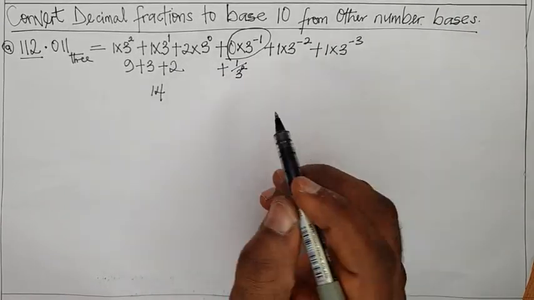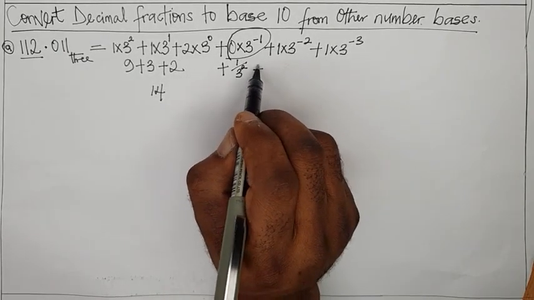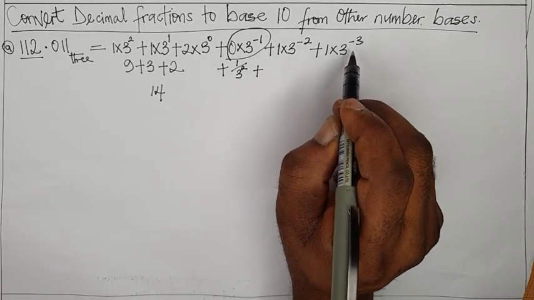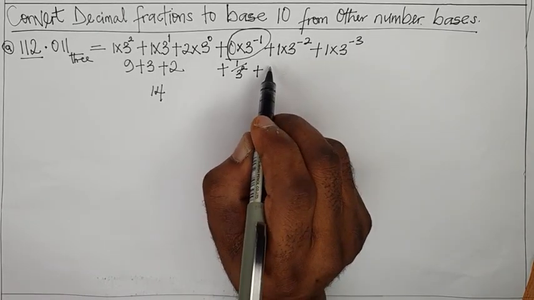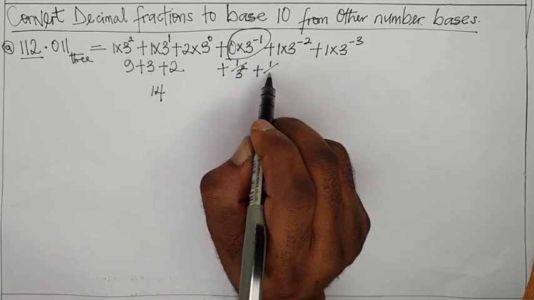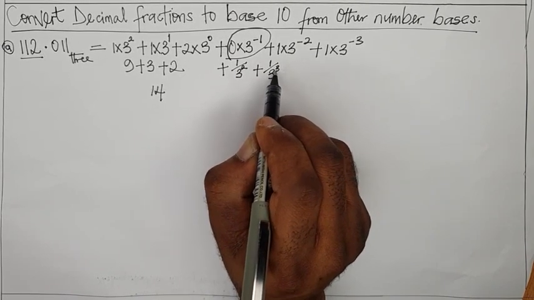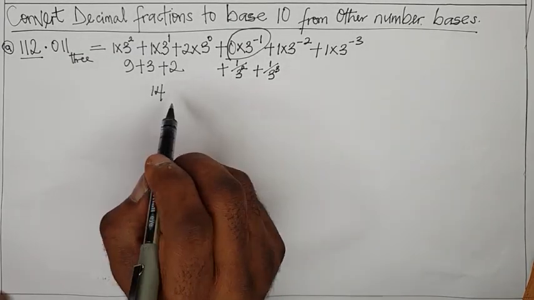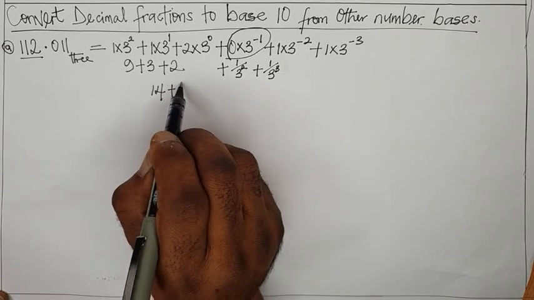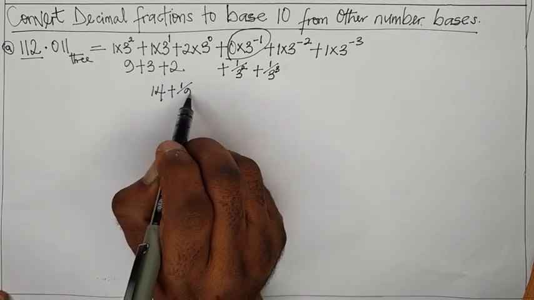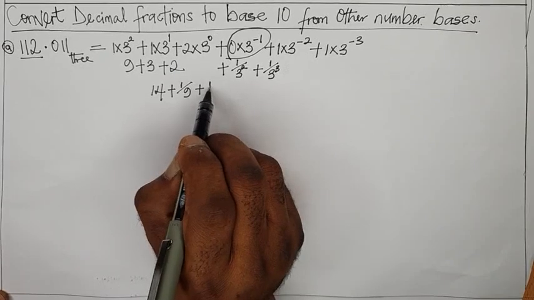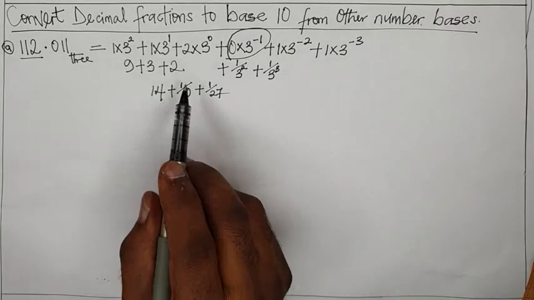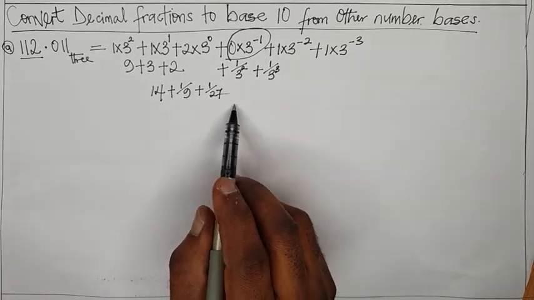1 multiplied remains 1. Add 3 raised to the power negative 3, which is obviously going to change to 1 upon 3 raised to the power 3. 1 multiplied remains the same thing. So at this spot, what we have now is we are adding 1 upon 3 squared, which is 9. Add 1 upon 27. You're following, yeah? Now we can simply express this part as a fraction.